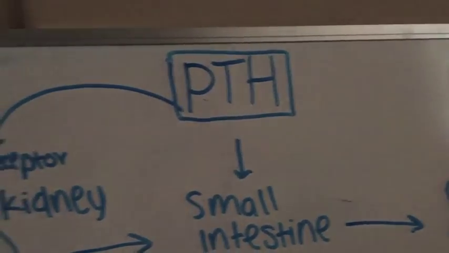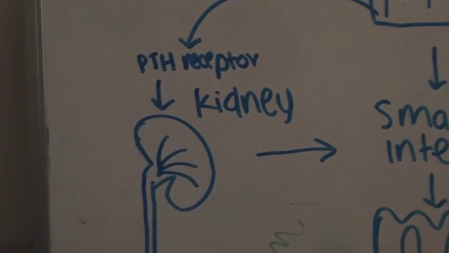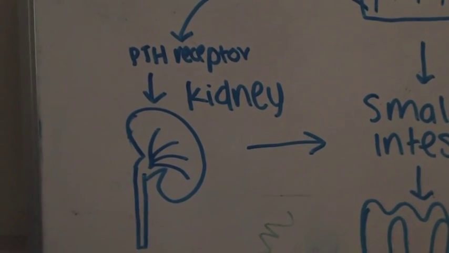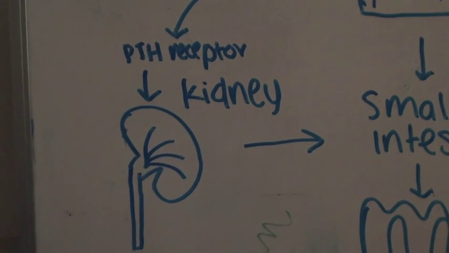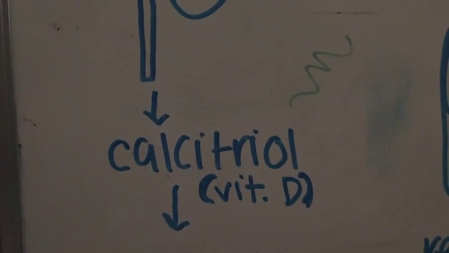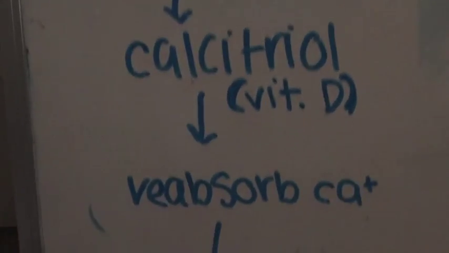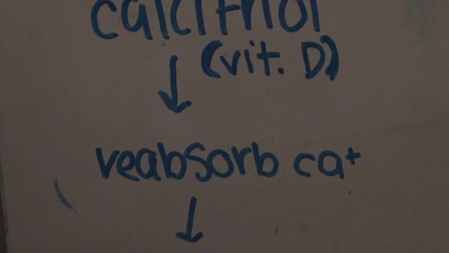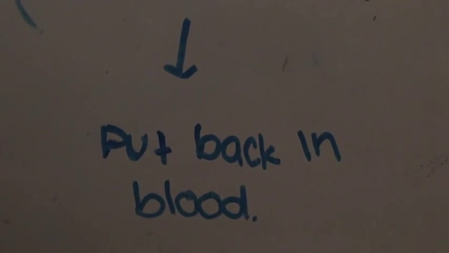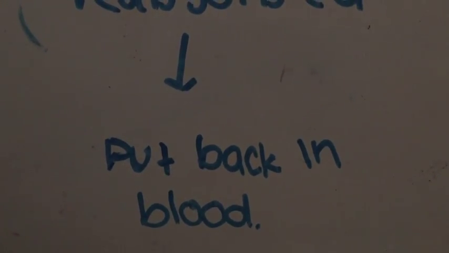In regards to PTH, there is a receptor on the kidney for parathyroid hormone. Once the parathyroid hormone attaches to the PTH receptor, the kidney generates calcitriol. Calcitriol is an active form of vitamin D. This triggers the kidney to reabsorb calcium, which then puts it back into the blood. And this is one way it can raise the calcium levels in the bloodstream.